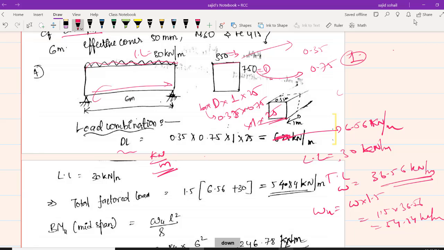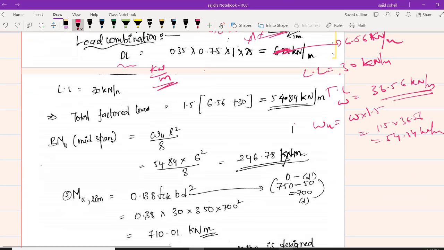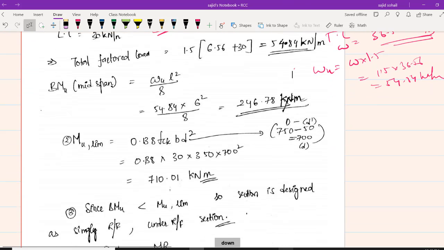So once you got this, just give me a second. What happened to this? It's not scrolling down. Just give me a second. Now it is scrolling down, right?